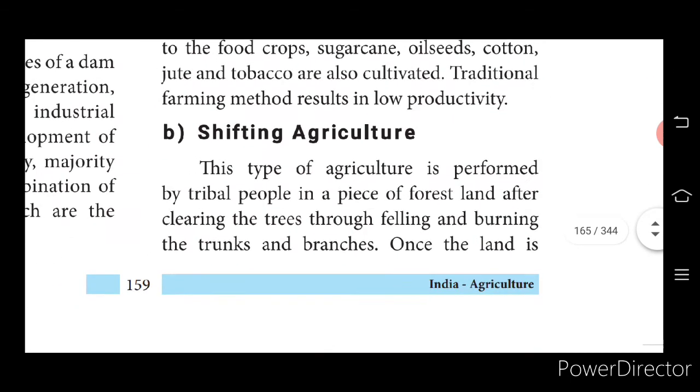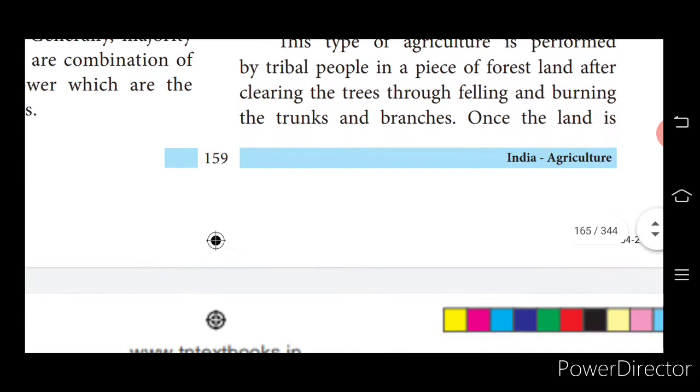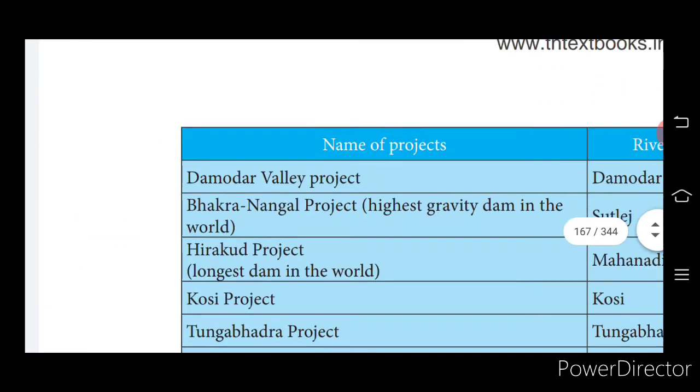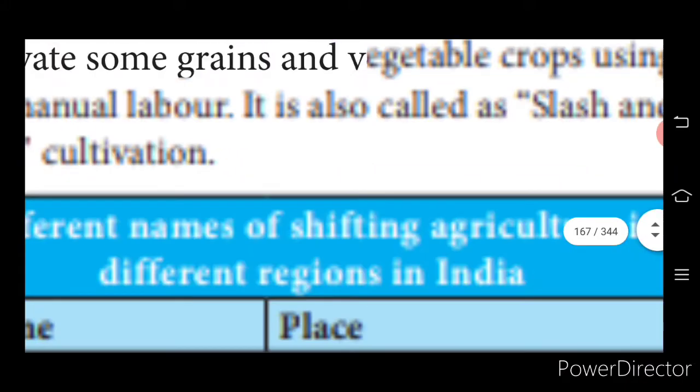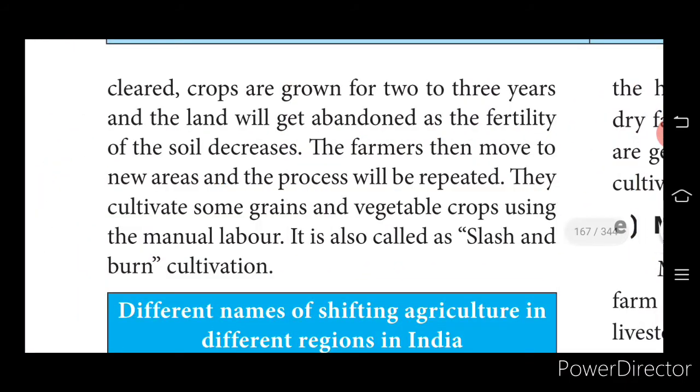Now coming to shifting agriculture. This agriculture is performed by tribal people on a piece of forest land. Once the land is cleared, crops are grown for 2 to 3 years and the land will be abandoned. The farmers then move to new areas and the process is repeated. They cultivate some grains and vegetable crops using manual labor. Through the hand they will be doing, and it is called slash and burn cultivation.